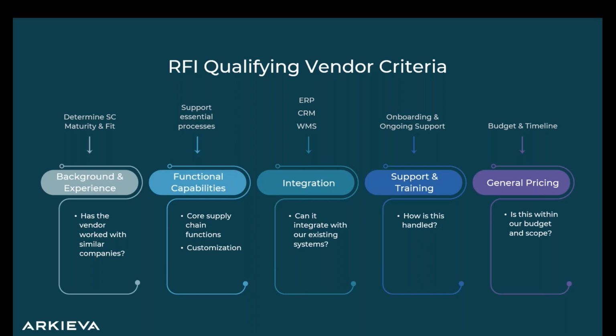So at this stage, the criteria for evaluation could be the supply chain maturity and fit. For example, has the vendor worked with similar companies in similar situations? You may want to look at some level of functional capabilities. Do they have the core supply chain functions? For example, right now I'm looking for a demand planning project, but potentially in the future, I may look at supply, I may look at scheduling. Do they check all those boxes? I like AI, ML. Do they have that? All that kind of good stuff.